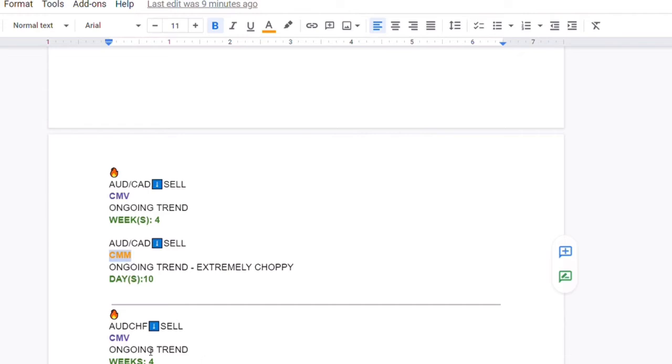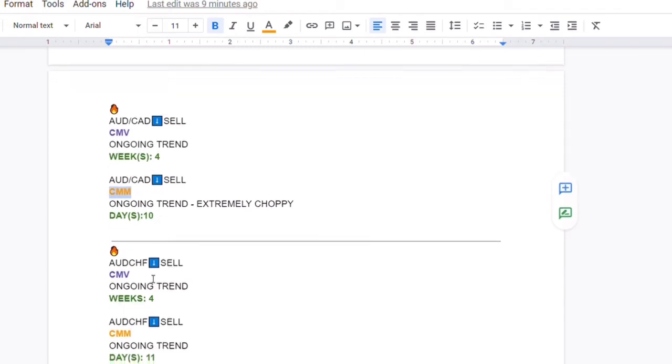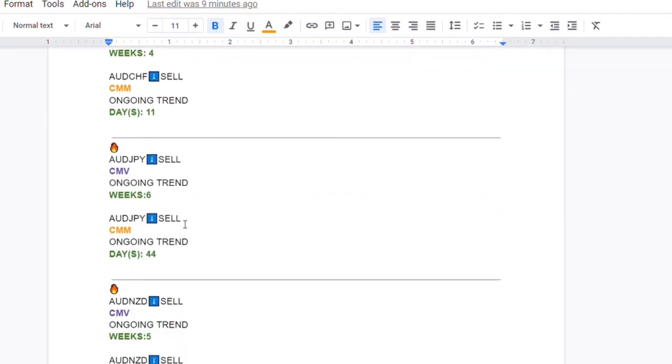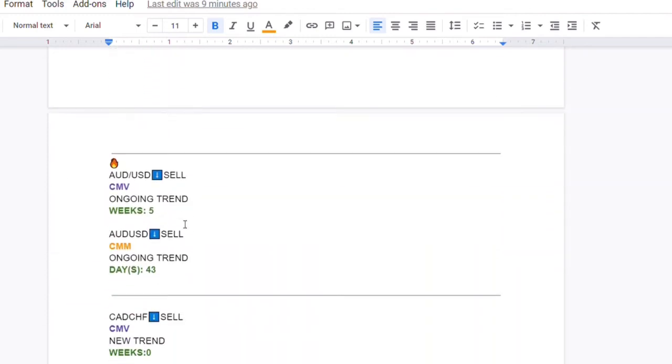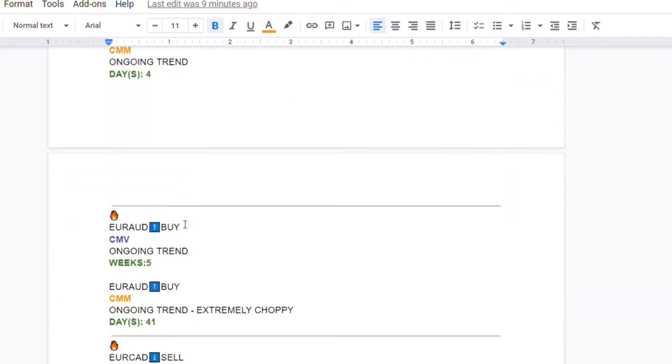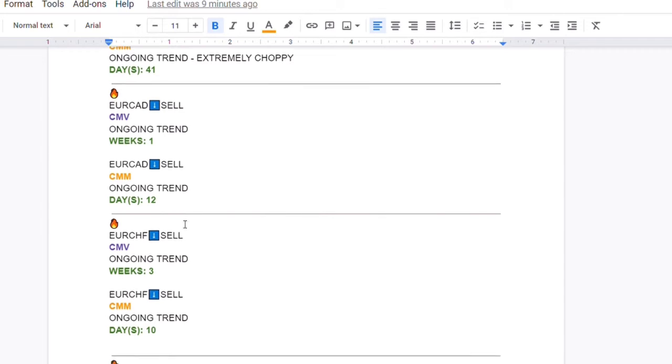And that's what you have here. So you have Australian dollar versus Canadian dollar, duplicated twice, and you have the same thing here, and so on. You're going to see that throughout this whole report, duplicated twice, and they're separated by dividers.